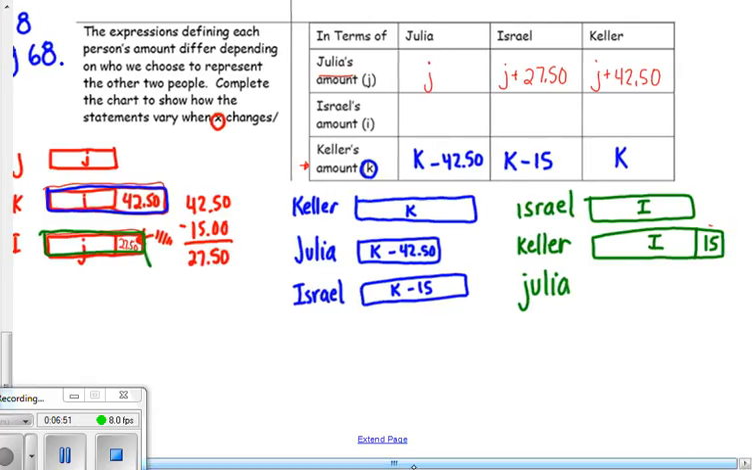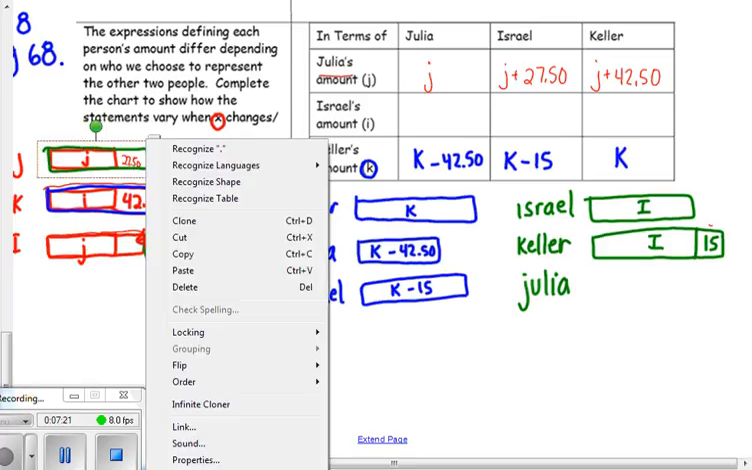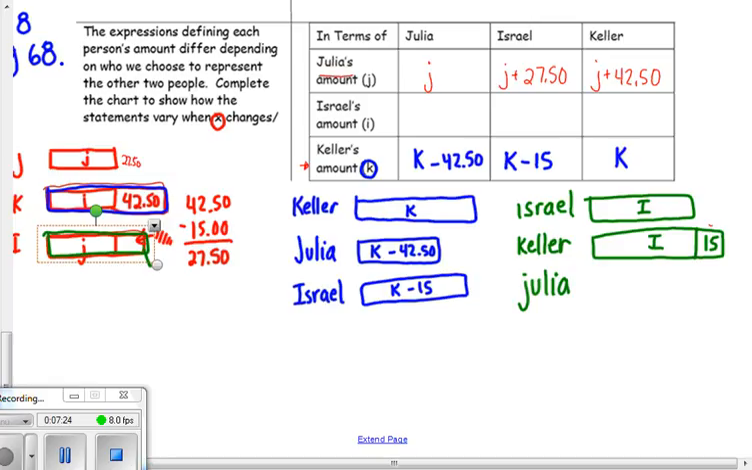And Julia. So we want to compare Israel's bar to Julia's now. Well, you can see that Julia earned less than Israel, but how much less than Israel? Right there. That's the difference between Israel and Julia, 27.50. So Julia earned Israel minus 27.50. So Julia's bar is smaller. How much smaller? 27.50 smaller.